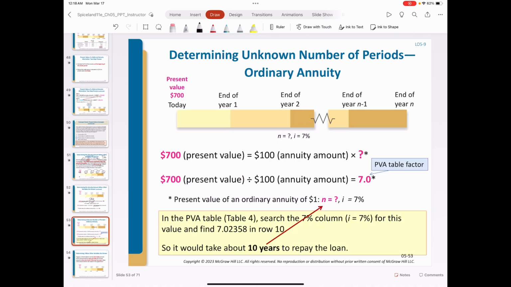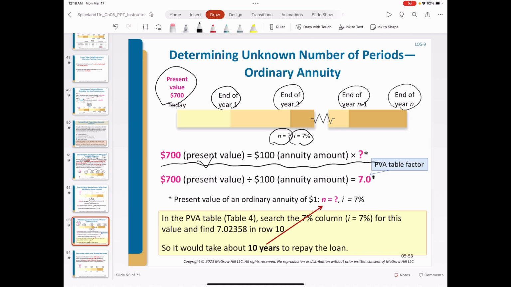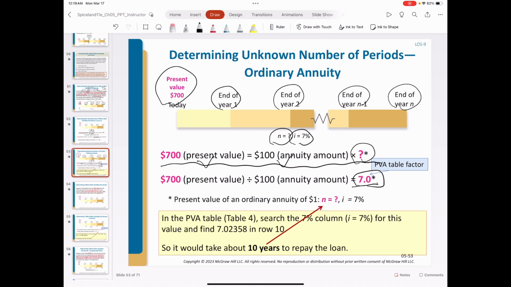So this is an example when the payment is unknown. Now assume the present value is 700. Based on this chart, this indicates this is an ordinary annuity. We are given 7%, but we don't know how many periods. So what we should do, we still apply this formula. Present value equals the payment multiplied by the present value factor. Based on this equation, we can figure out the factor for the present value of an ordinary annuity was 7. We can look up the table. You can find it in the textbook.